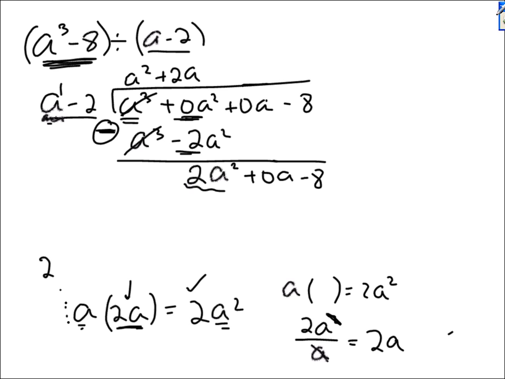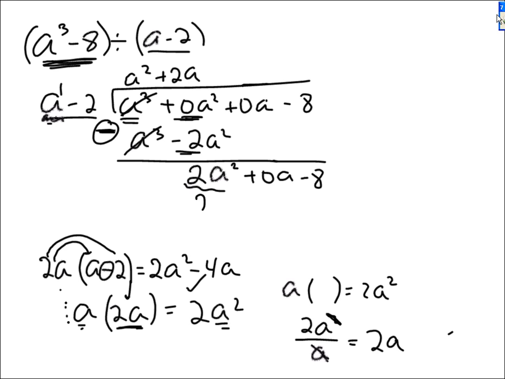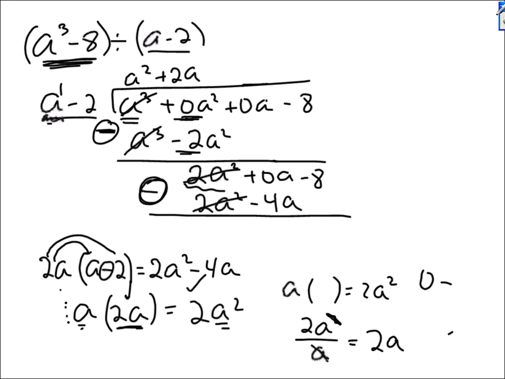Now, we take positive 2a, and we multiply it by what's in front, a minus 2. And you get 2a times a is 2a squared minus 4a. 2a squared minus 4a. And we subtract. 2a squared minus 2a squared is 0. 0 a's minus negative 4 a's is 4. It's not 0 minus 4, so it must be 0 plus 4, which is 4. So we have 4a minus 8.